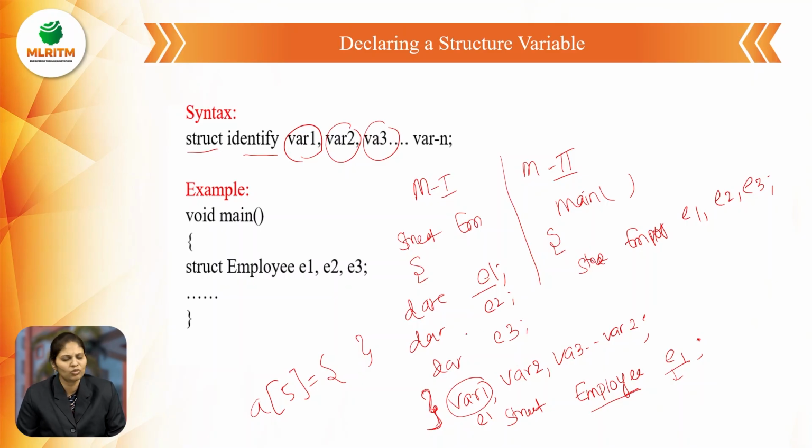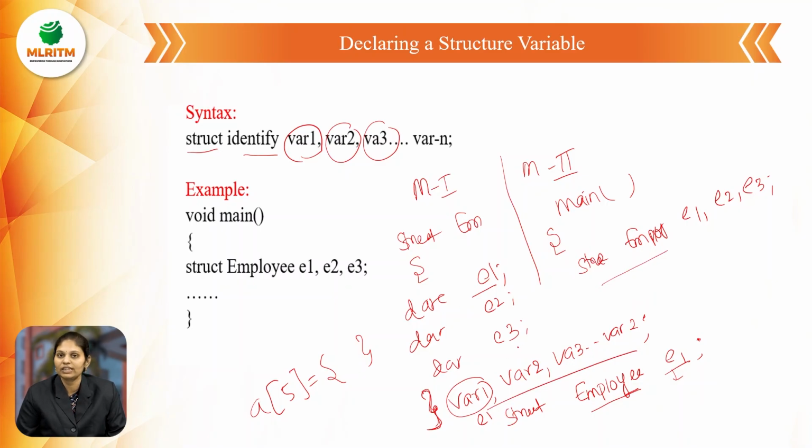Suppose the user wants more elements. For example, if your class has 60 students and you have to record all 60, you take the structure approach: E1, E2, E3 up to E60. You create the variables in this manner, or the other way. So you use method 1 or method 2.